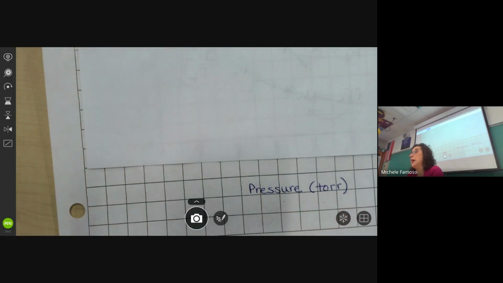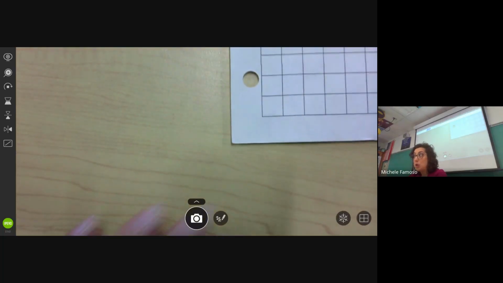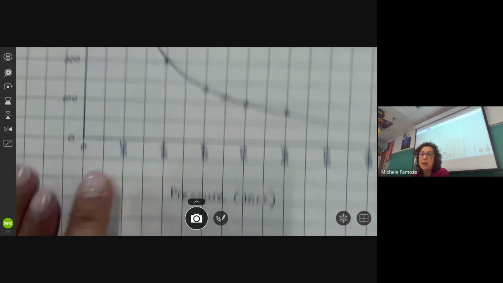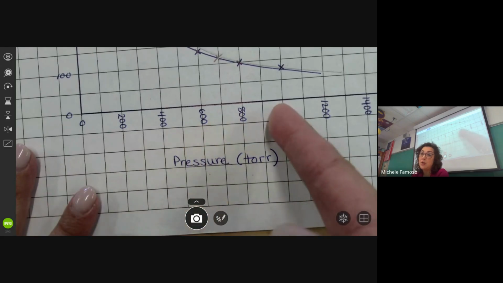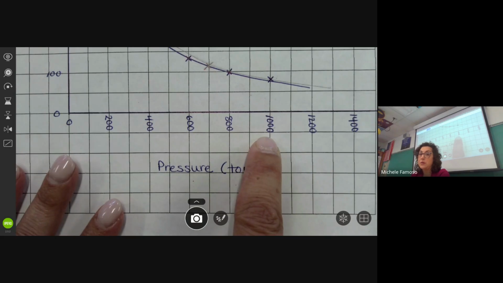Now, in terms of scaling, I can't tell you what scale you should use. It all depends on what type of graph paper you have and how many boxes you have going over. But try to pick something easy to count by in your head as decimals, okay? Based on my graph paper, I chose on my x-axis to do every line as 100. That gets me to the maximum pressure that I was given, 1,000, and beyond.